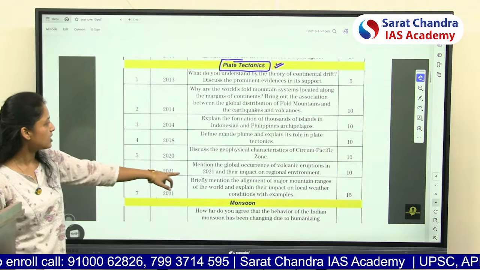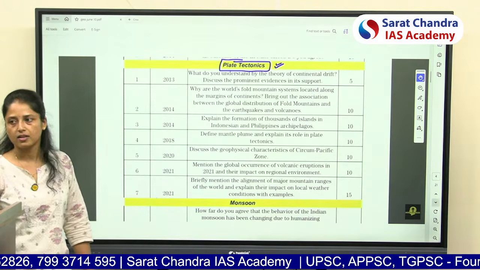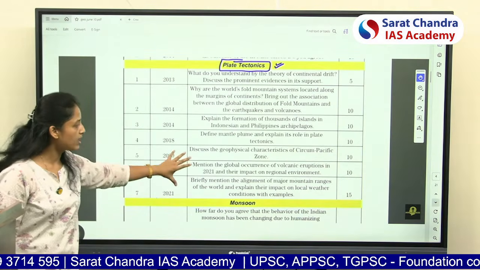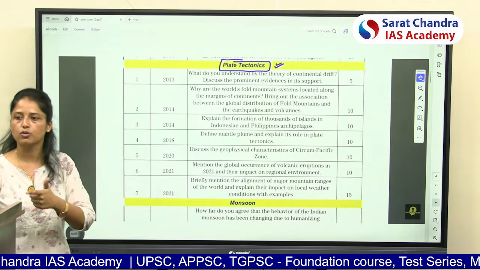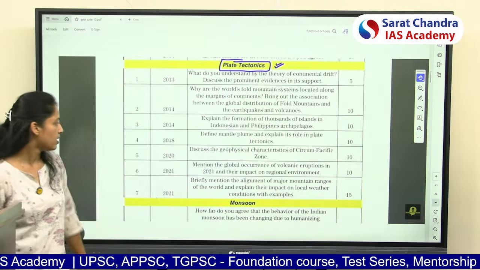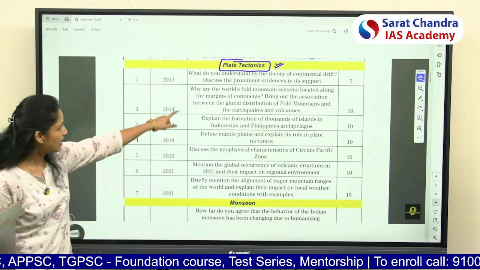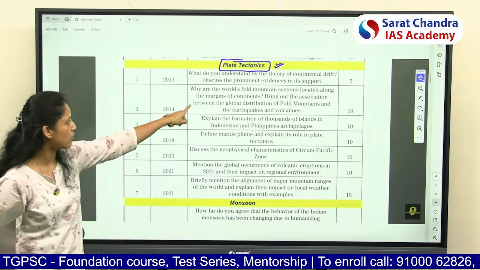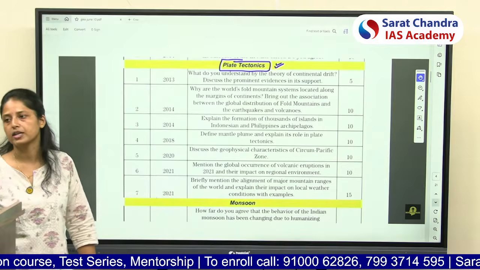Next, mention the global occurrences of volcanic eruptions in 2021 and their impact. So basically it is asking the phenomena also, it is asking the impact also. Volcanic eruption is also related to plate tectonics, right? Briefly mention the alignment of major mountain ranges of the world. Here it asked why are the world's fold mountains located around the margins of the continents. Again question on the fold mountains in 2021.